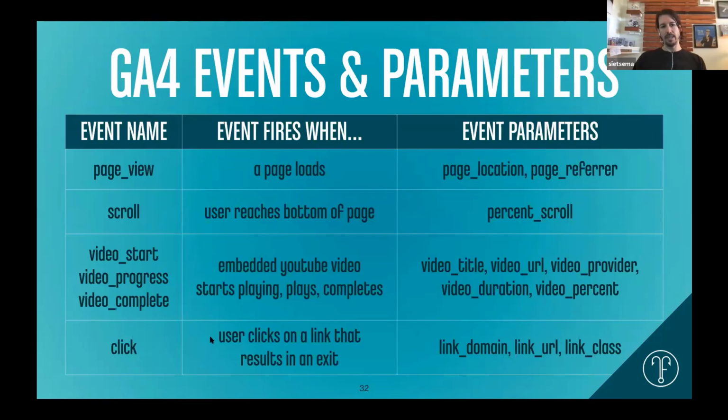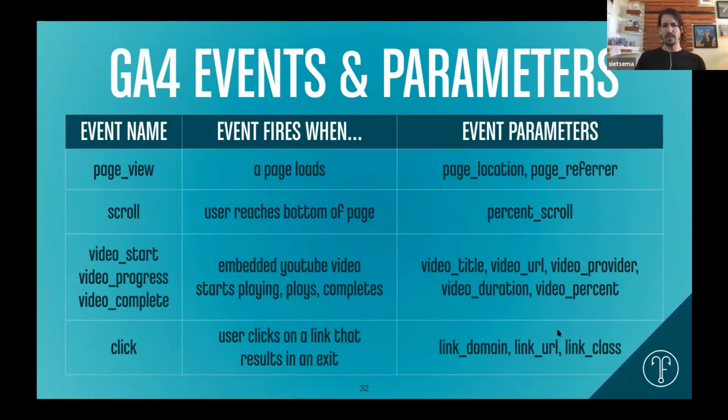The last one is click right here. And for this one, it's kind of misleading in my opinion, because it's not a click on a button on the website. It's a click away from the website. Okay, so a user that clicks a link that results in an exit. And for that type of behavior, we have parameters or decorations like, all right, what link did they click? And what was the domain? What was the URL? What was the link class? If you're into tracking styles and things like that.